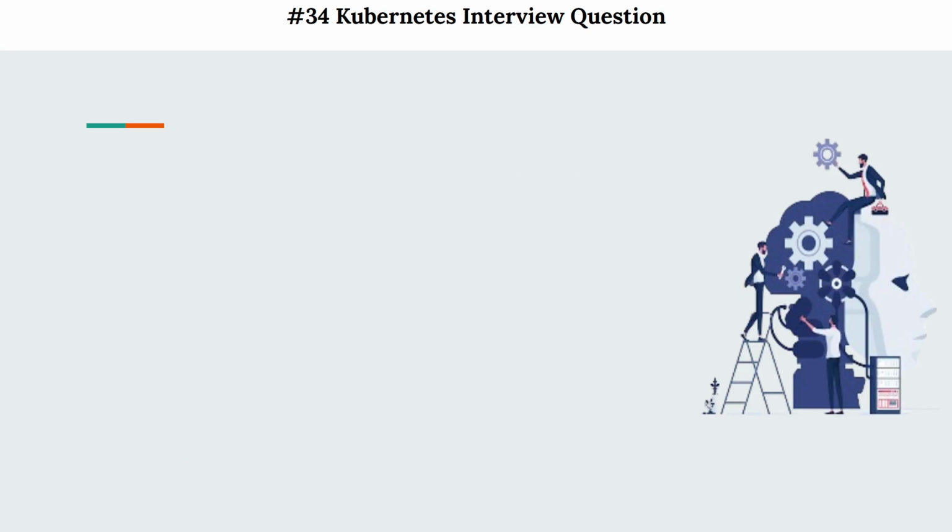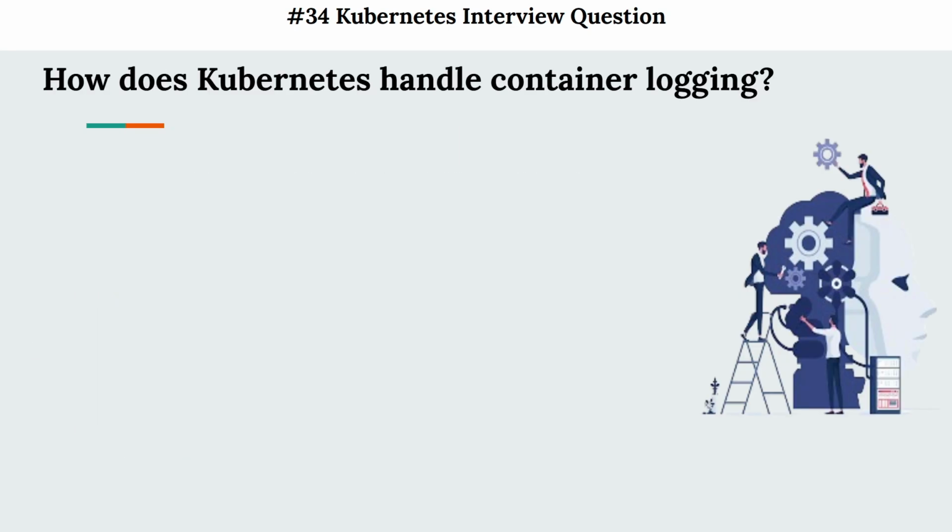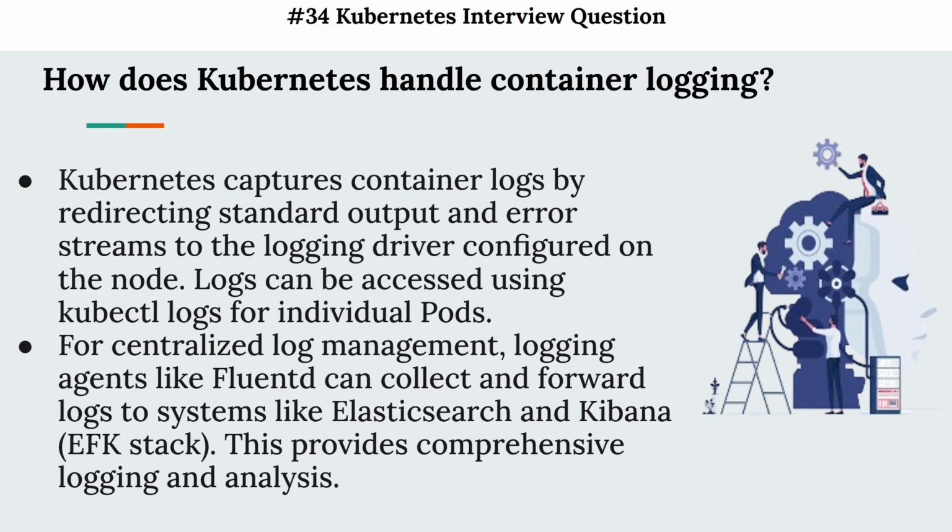Let's move to the 34th question. How does Kubernetes handle container logging? Let's see the answer. Kubernetes captures container logs by redirecting standard output and error streams to the logging driver configured on the node. Logs can be accessed using kubectl logs for individual pods.